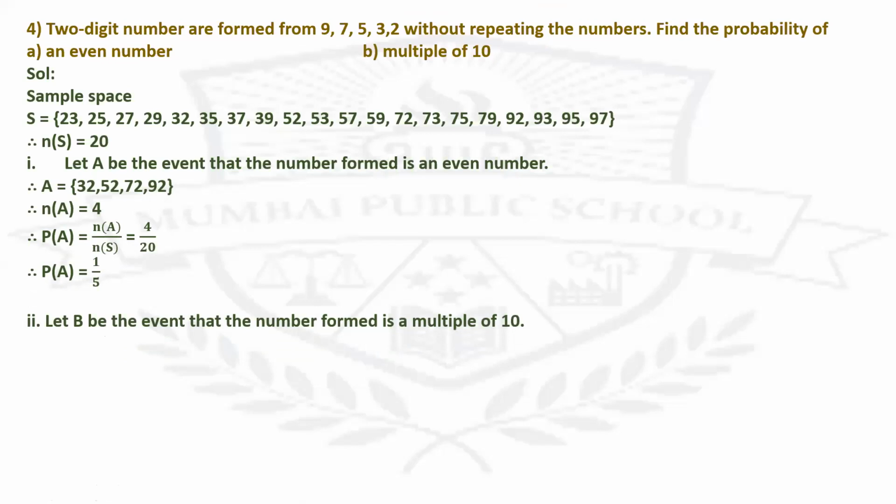Next, let B be the event that the number formed is a multiple of 10. Now, once you look at the sample space, understand there are no multiples of 10. So that means it is an empty set. So n of B is 0. So P of B equals to n of B upon n of S, that is equals to 0 upon 20. The answer is 0.